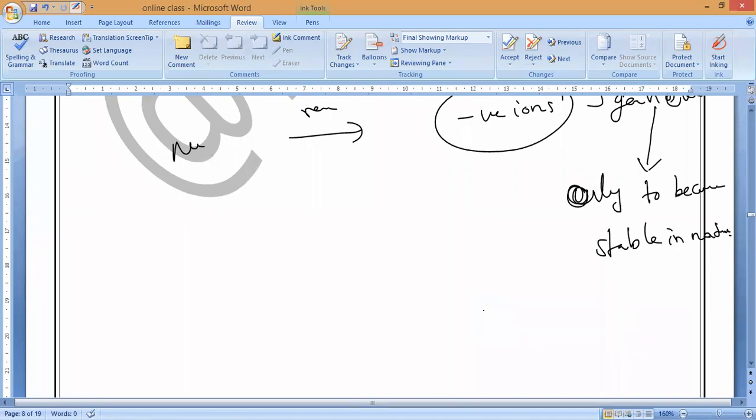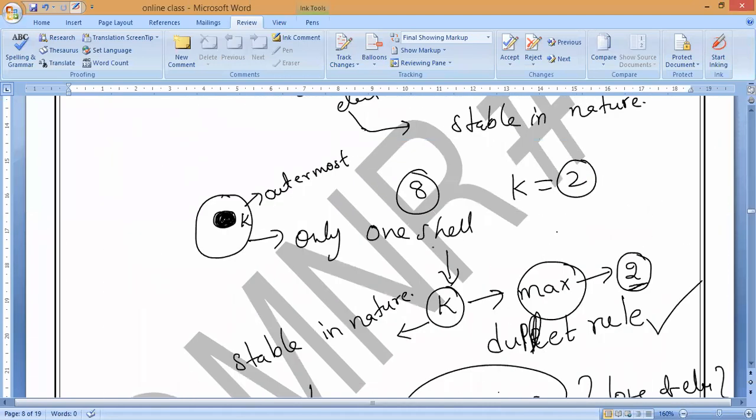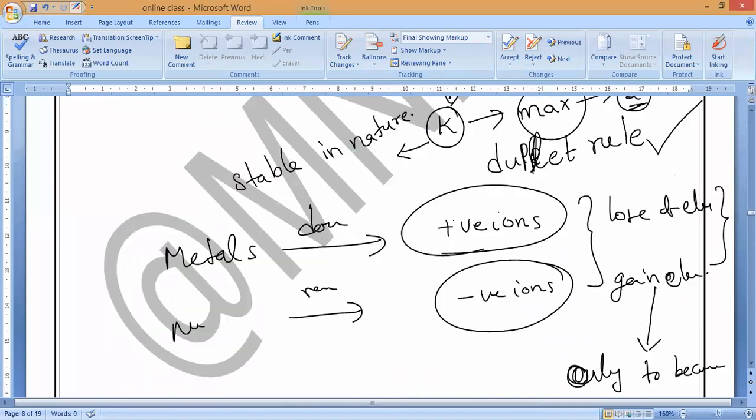Yes, sir. That is what you have to understand. The capacity is different and the outermost electrons are different. If there is only one shell, that shell itself is the K shell, then what is the maximum number of electrons? Only two electrons. That itself becomes stable in nature.